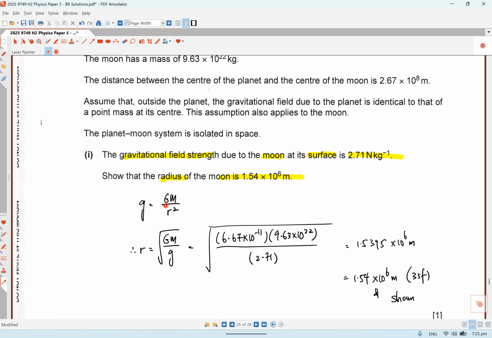Now, you need to use this equation, g equals Gm over r square. I want to find the radius. So you substitute the values, you will get your answer. Now, important. g is not 9.81. Remember, this is the moon. That's a common mistake made by many students as well, right? Noting that g is 9.81. That's wrong.